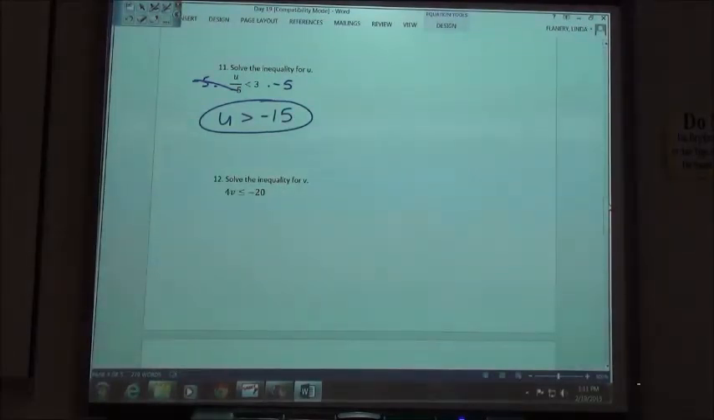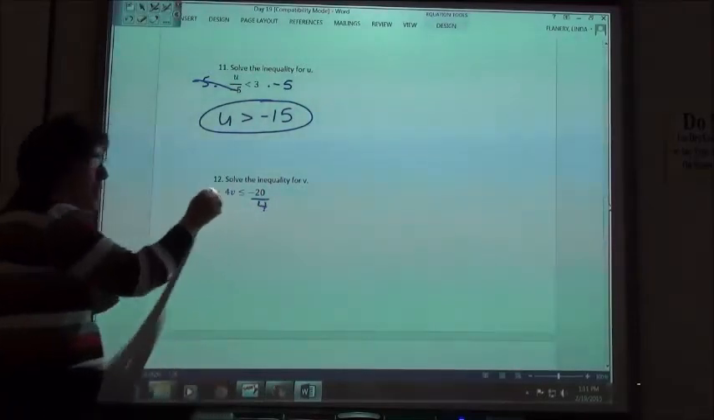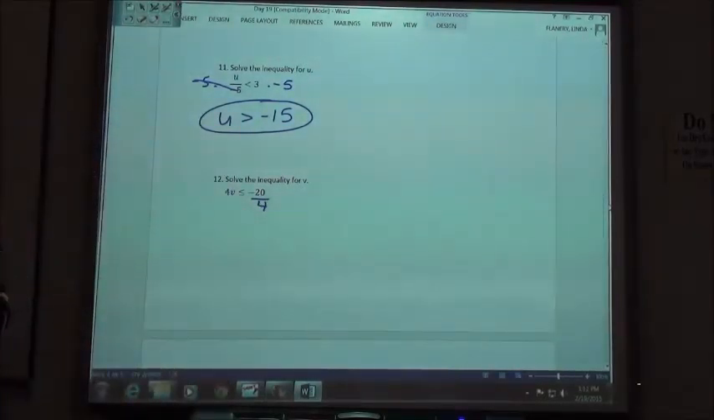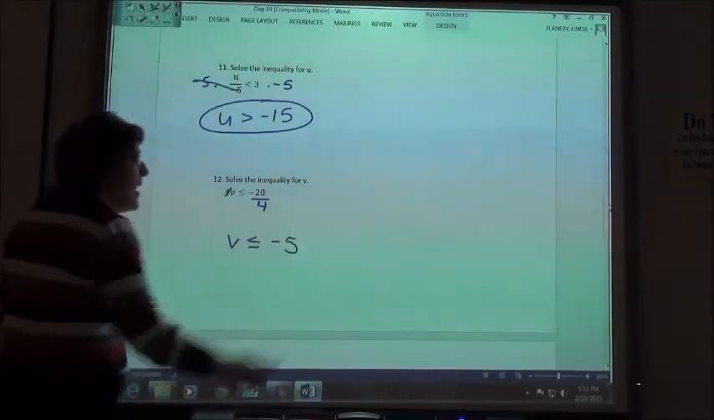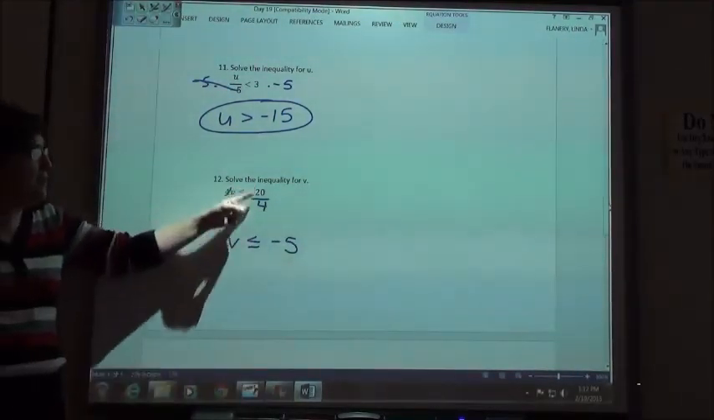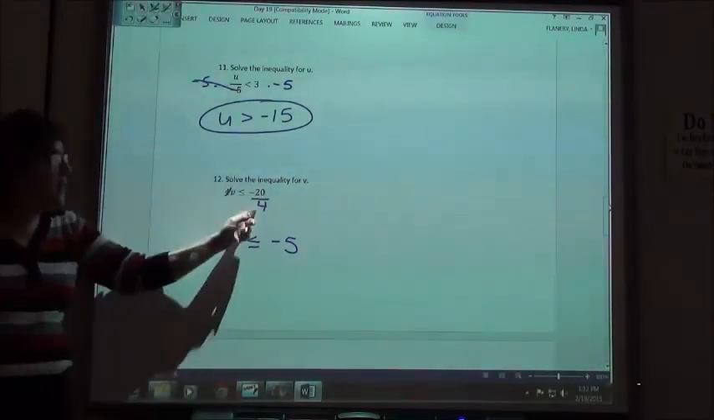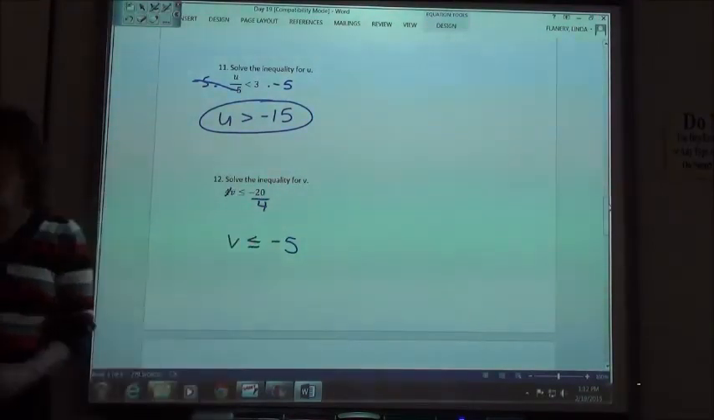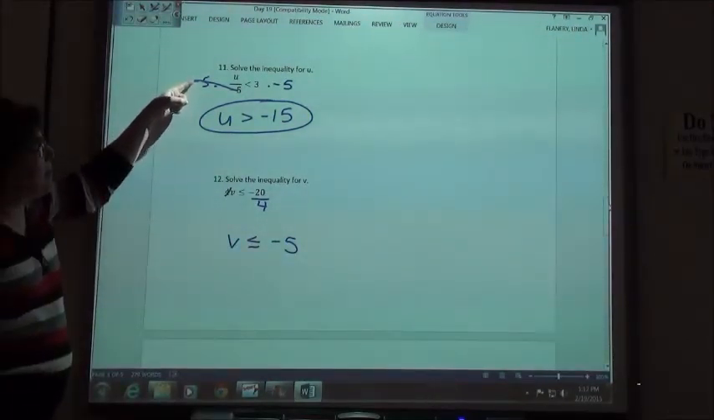However, if you look at number 12, when you solve number 12, what are you going to do to solve that? I'm dividing by a positive 4. The number by the variable is positive. So if that number's positive, you leave the sign the same way. And so my answer is V is less than or equal to negative 5. Right? Negative divided by a positive is a negative. So it doesn't matter what the top number is on the dividing. If the bottom one is negative, that's when you flip that sign. Or if you multiply by a negative like we had to do here.